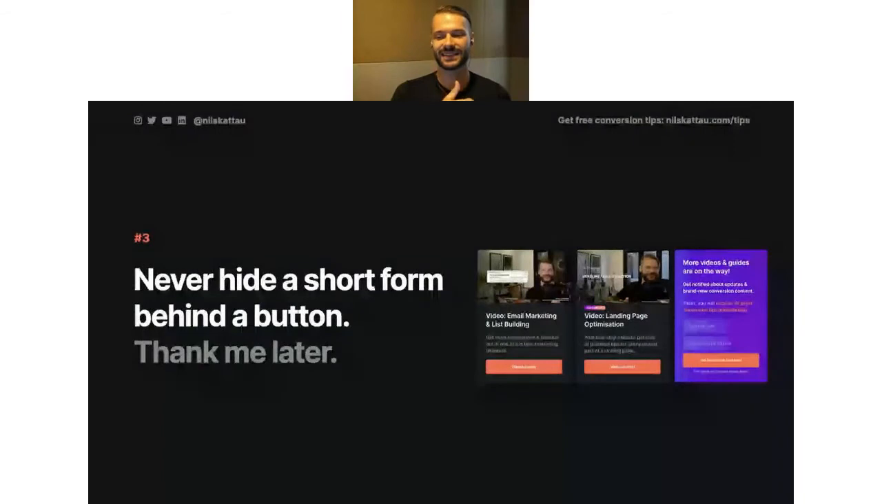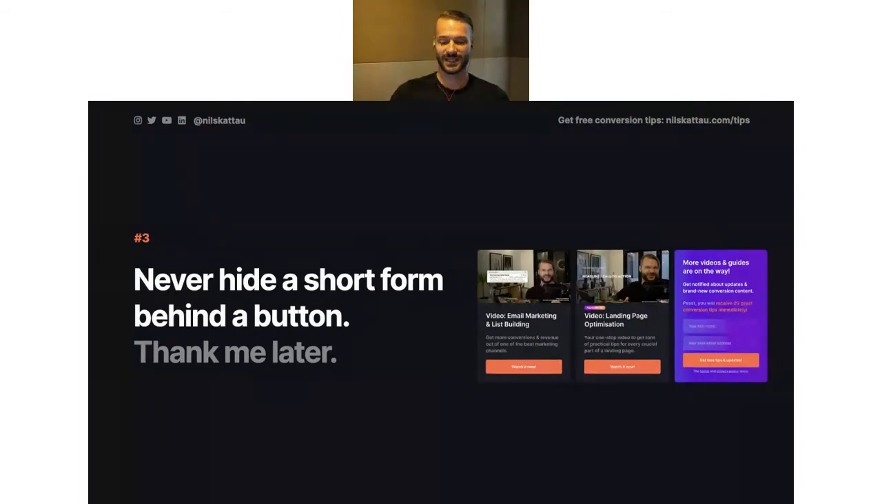The next example is you should never hide a short form behind a button. And this is something that these days you don't see so often anymore. You kind of see it a bit often, but not on all pages anymore. But in the past, when you would go to a page, you would always have a button, and then it would lead you to a form on a subpage. So let's say, as an easy example, for a newsletter sign up.